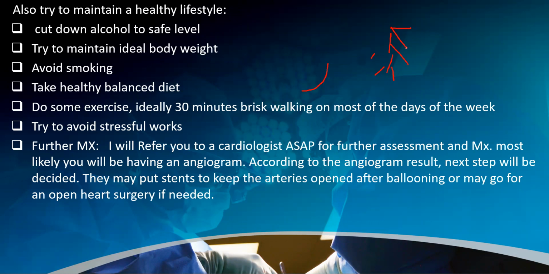Now, you don't need to explain this much to the patient. You will just say, most likely the specialist can go for an angiogram in which they will insert a dye to look into the severity of the condition. According to the angiogram result, the next step will be decided. They may want to go for stenting, so they can put a stent into those blood pipes to keep the arteries open, or if it's a very severe obstruction, your specialist can also go for open heart surgery.